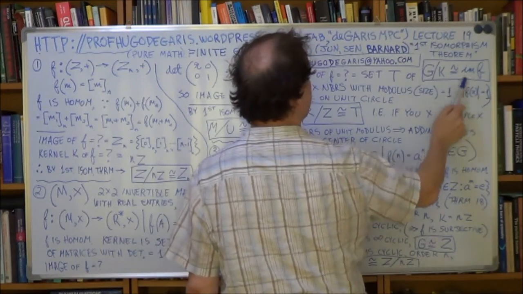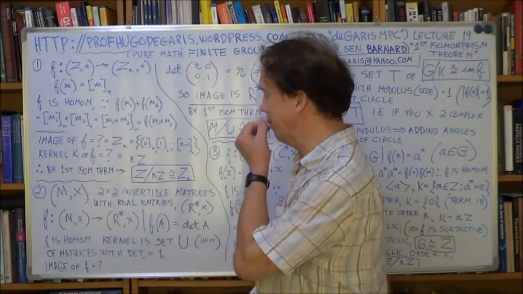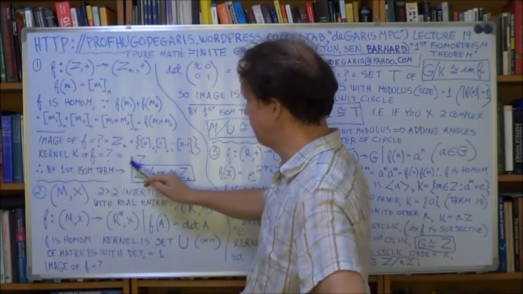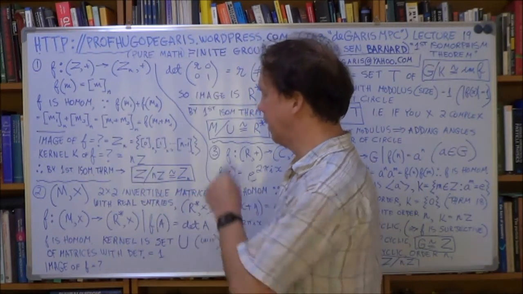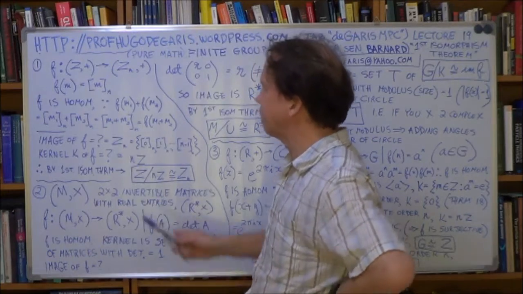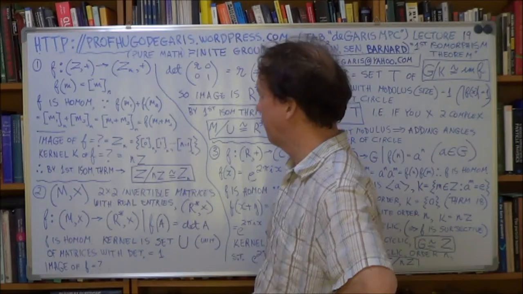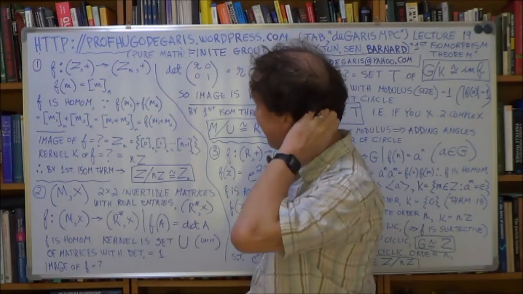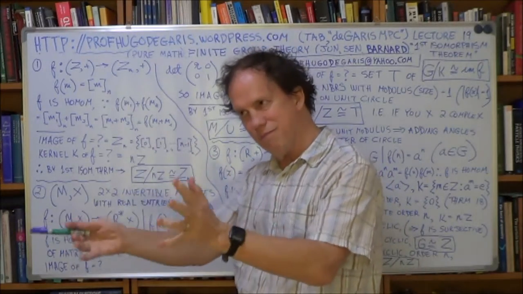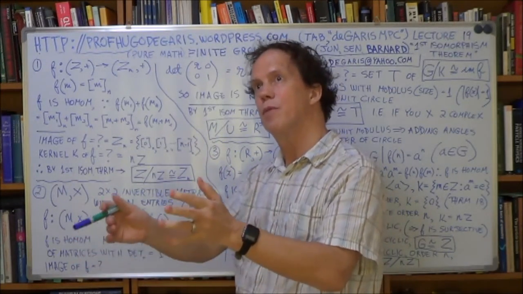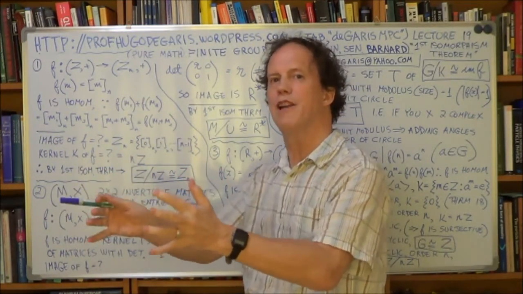Next we need to find out what the image of f is. We've found the kernel here: it's just nZ, all the multiples of n. What's the image of f under this mapping? It's the set of all possible mapped-to values.